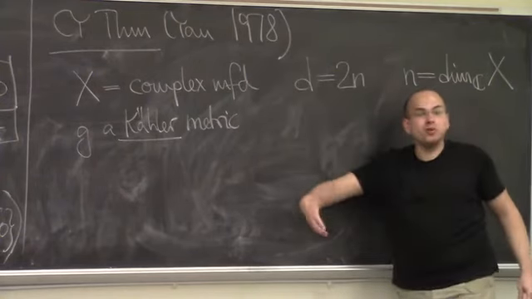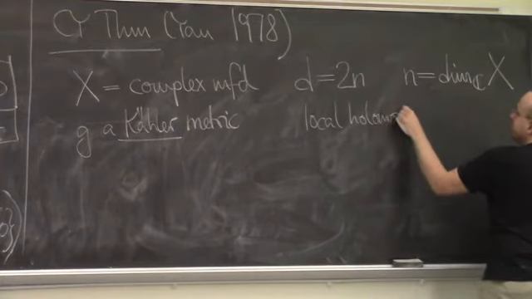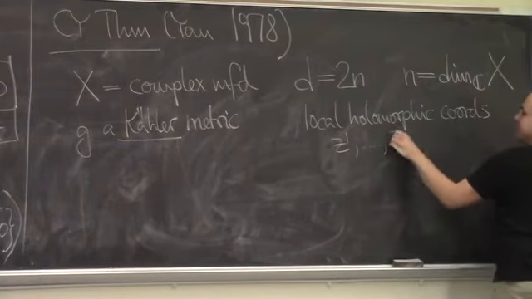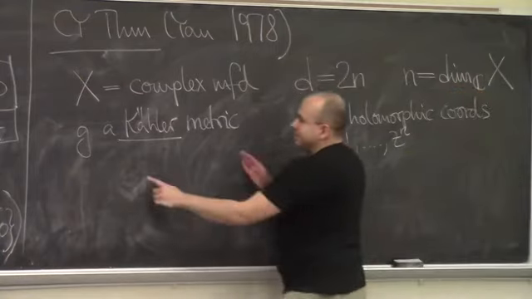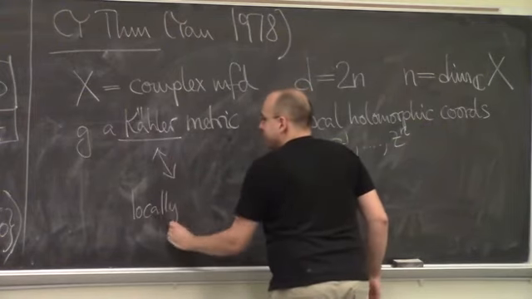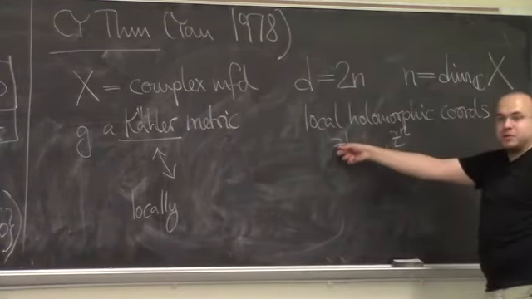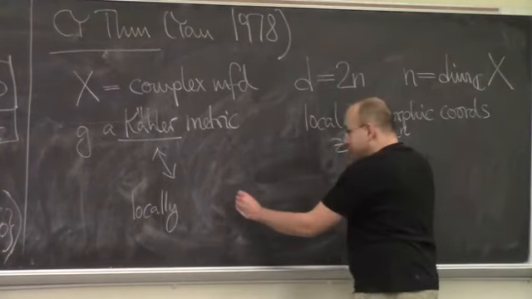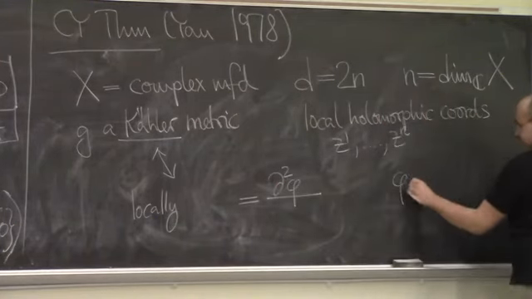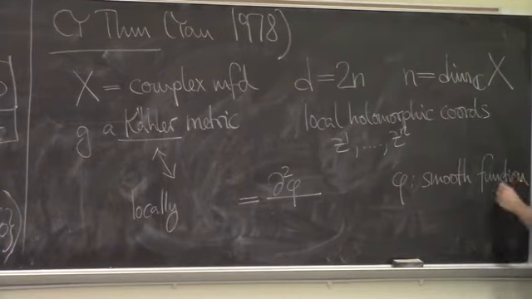This means you have local holomorphic coordinates, not just C-infinity differential coordinates, but holomorphic coordinates. Let's say z1 through zn. And then g being a Kahler metric means that locally it's possible to write the metric tensor in terms of the Hessian of a function. It's a mixed Hessian with respect to holomorphic and anti-holomorphic coordinates. So locally I'm able to write the metric tensor as the second partial derivatives of phi, where phi is some smooth real function. It's called the Kahler potential.